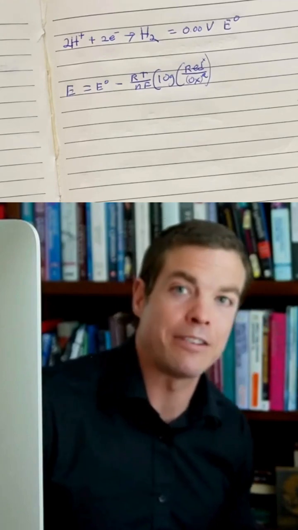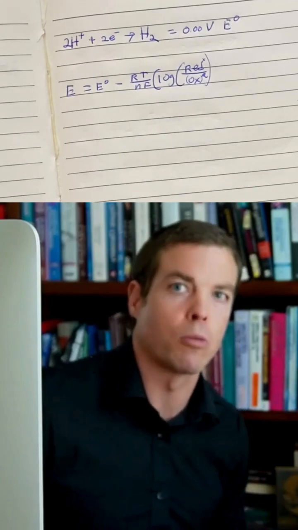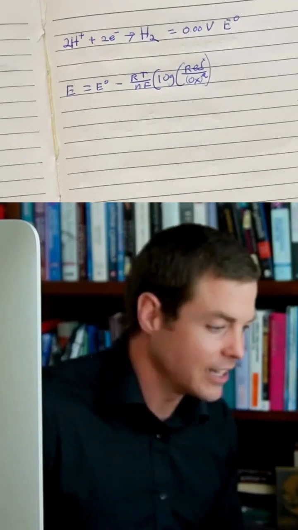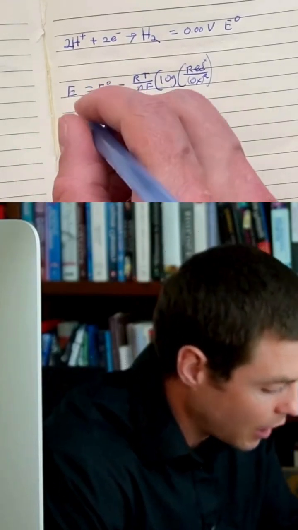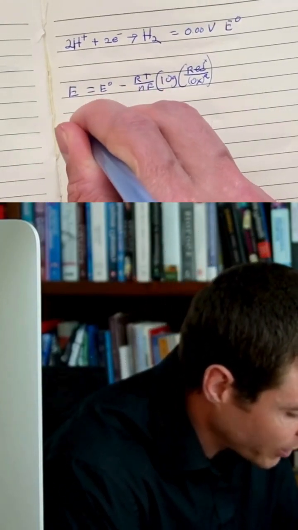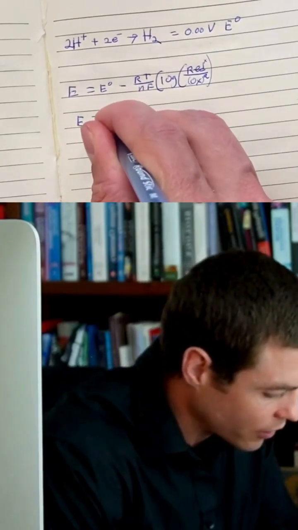But let's simplify it even more so we can understand what we're talking about when we change things from standard conditions to different conditions, like the formal potential in our bodies. All right, watch this. Let's just simplify this. We're going to start with E, that's what we want to calculate, and then we'll go equals our E naught.